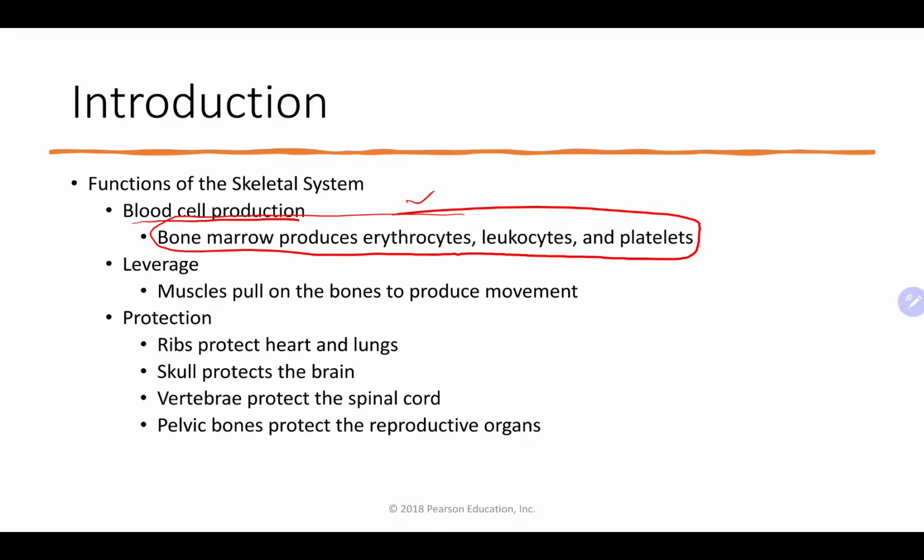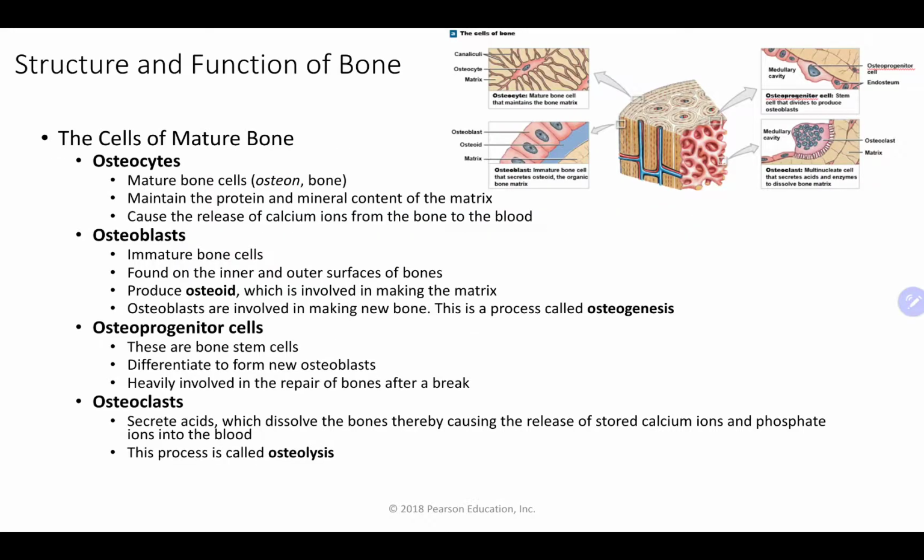The skeletal system also acts as a lever, where your muscles pull on bones to produce movement. And it also acts for protection. Think of your ribs protecting your heart and your lungs, your skull protecting your brain, your vertebral column protecting your spinal cord, and those pelvic bones protecting your reproductive organs. So it acts as a major source of protection.